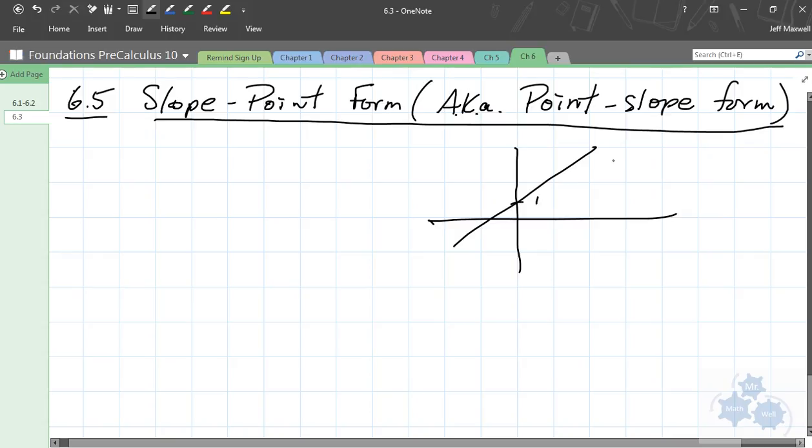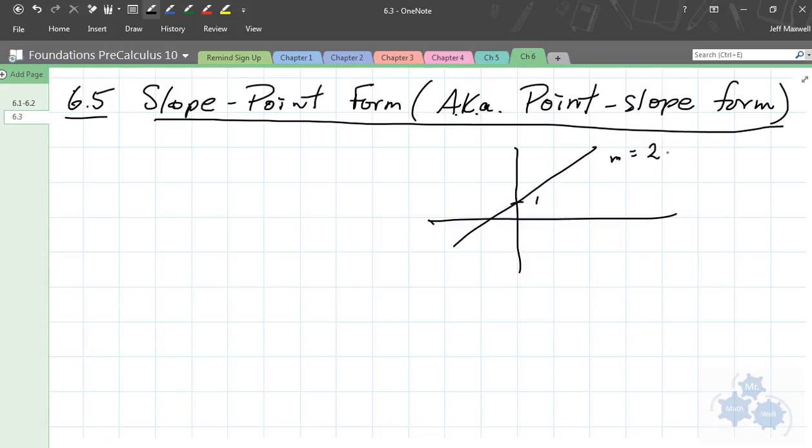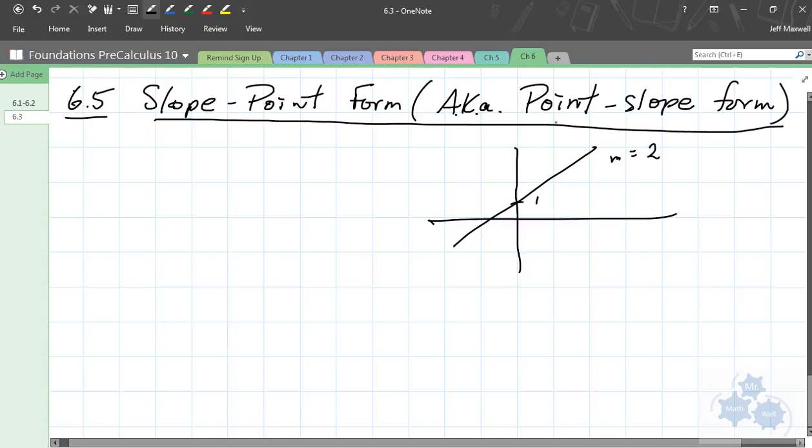Let's say this is 1. Let's say the slope is 2. If that's the case, you know how to write the equation for this line in what form? What's the form that you guys know? We just did it. Slope, y-intercept, right? So you know slope, y-intercept. You could write an equation for this line pretty easily in slope, y-intercept.